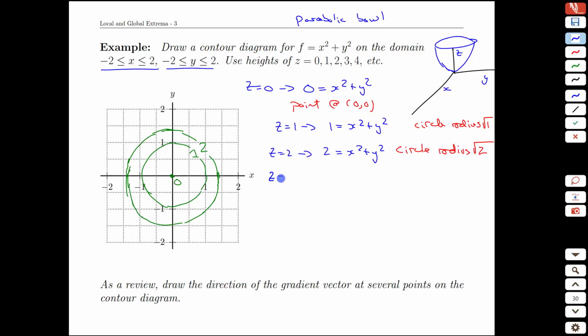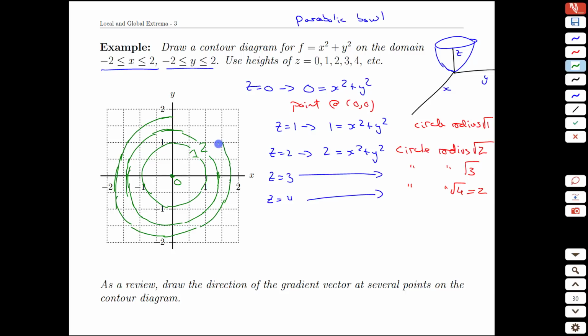And then we can start doing associations from here on in. If we do z equals 3, it's going to be a circle with radius root 3. If we do z equals 4, we're going to get a circle with radius root 4, but that is just 2. Let's do those two next. So a contour here at height 3, then a contour at height 4. That just touches on the boundaries here.